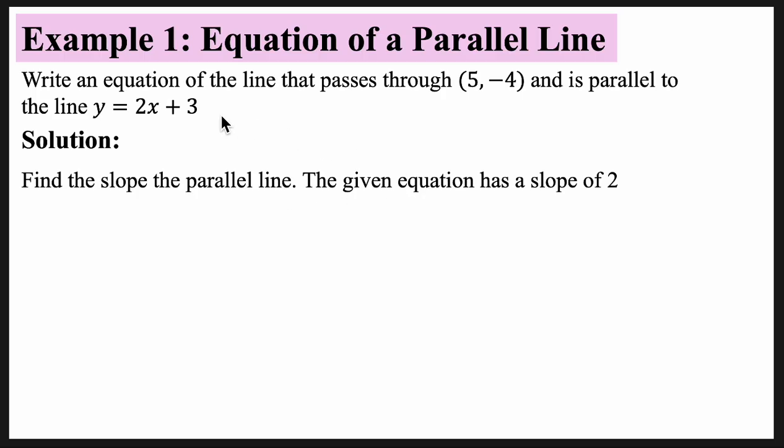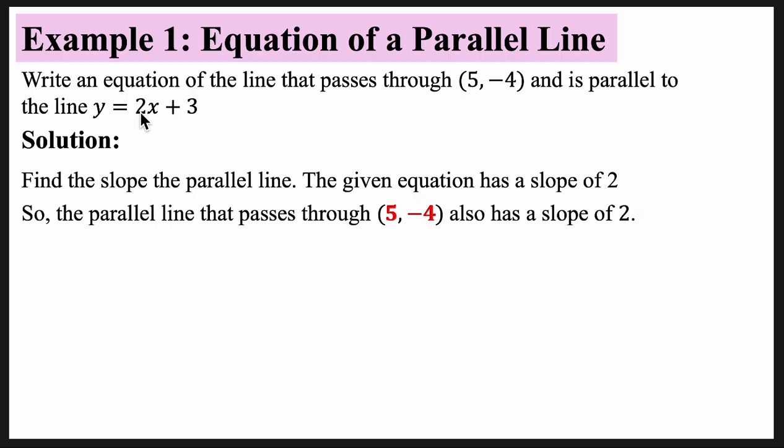Well, the given equation here has a slope of 2. Remember, the slope is the number that gets multiplied to the variable x. And it has a y-intercept of 3. The new equation is going to have the same slope as the original equation here. So the slope of the new equation should be 2. So the parallel line that passes through 5, negative 4 also has a slope of 2.